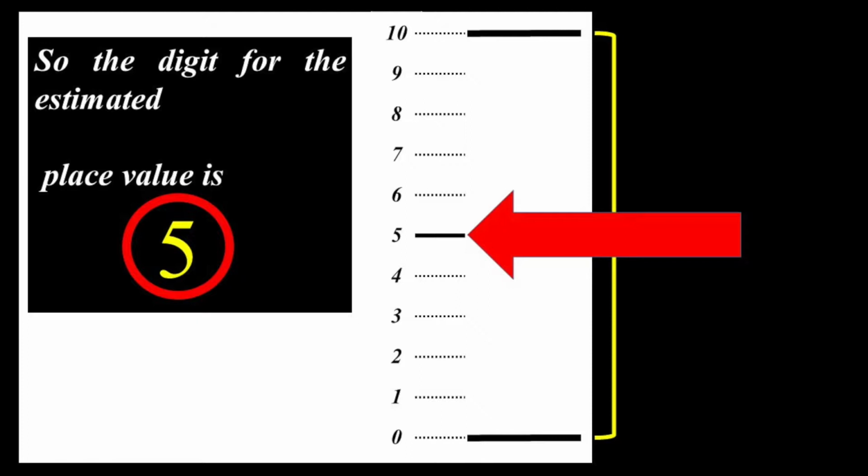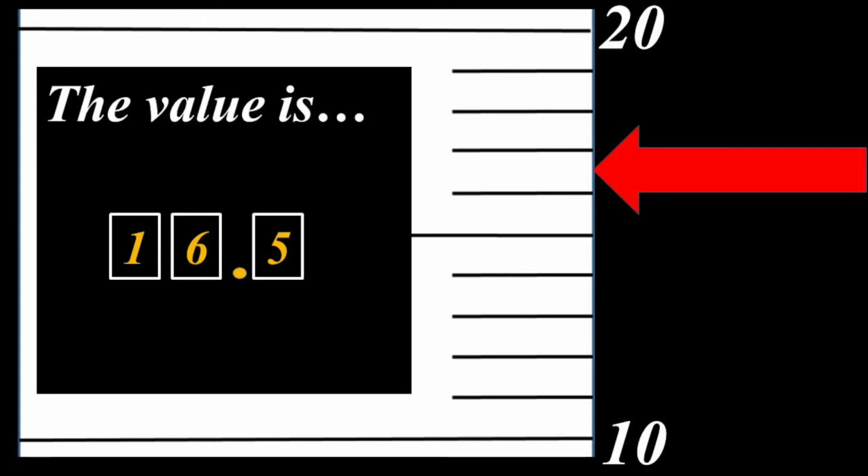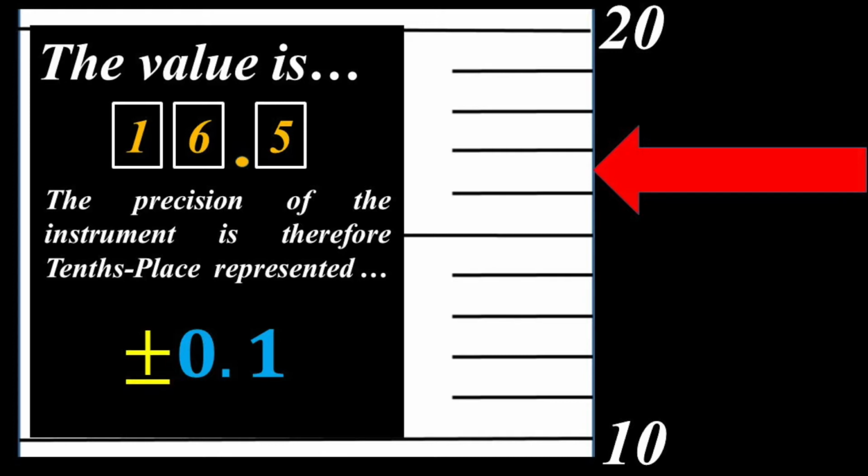So then it's halfway, remember, so that's going to be 5. So it's going to be 16.5. Okay, so the value is 16.5. And the precision is going to be tenths, or 0.1. That's how you write the precision. You write the precision 0.1. If it's tenths place, you simply write 1 in the tenths place.